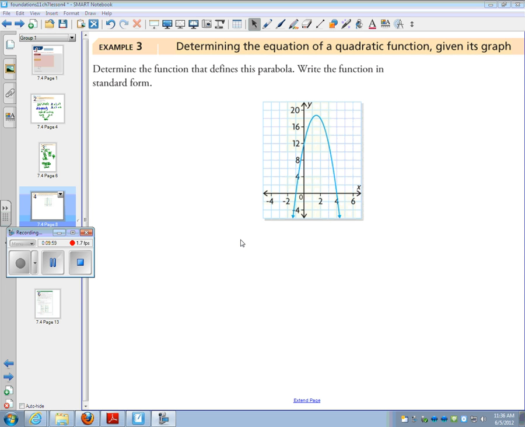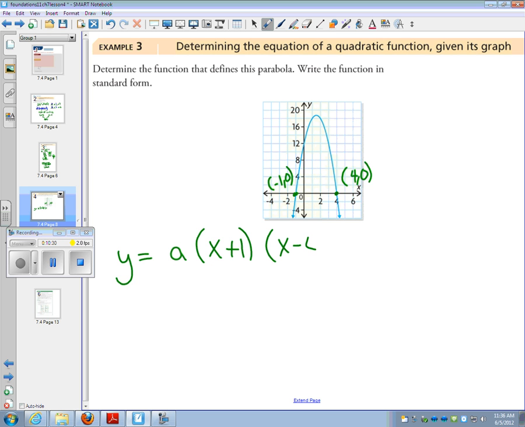Okay, the other type of question you might get is something like this. Determine the function that defines this parabola. Write it in standard form. So that means we can't have factored form. I'm going to notice these values here: x equals 4, y equals 0, and x equals -1, y equals 0. So those are my roots. The equation is going to be y equals a, I don't know the value of a yet, times (x plus 1)(x minus 4), opposite to those roots.